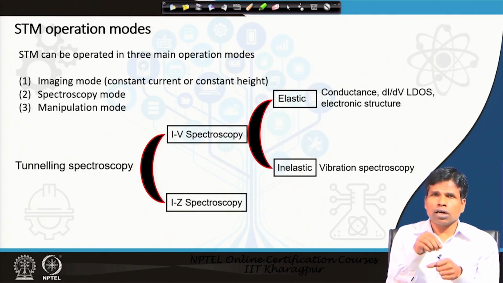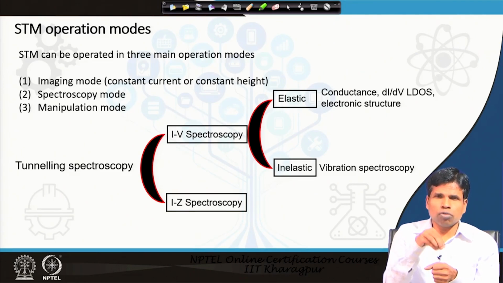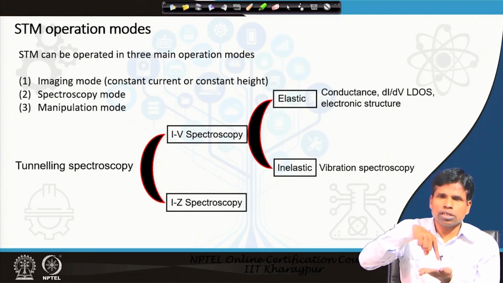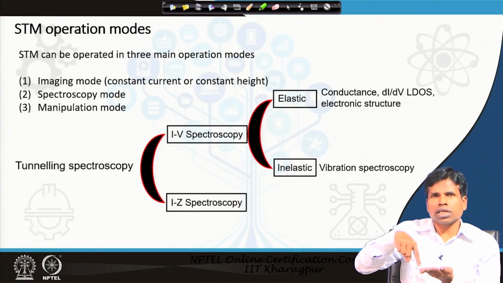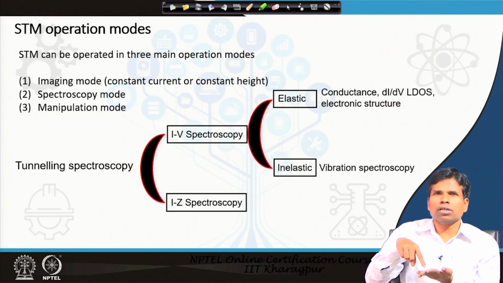It is done mostly at one local place. First the tip stays at one place and you measure the current by changing the bias voltage, or it can also be done during the scanning. This is not unusual, that can also be done.